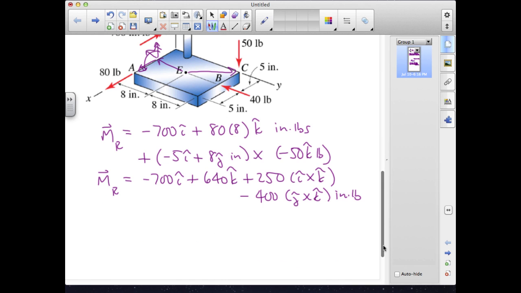Now we'll use the fact that I cross K is minus J and J cross K is I. So the first term and the last term add together, we get a resultant moment that's equal to minus 1100I minus 250J plus 640K inch pounds.